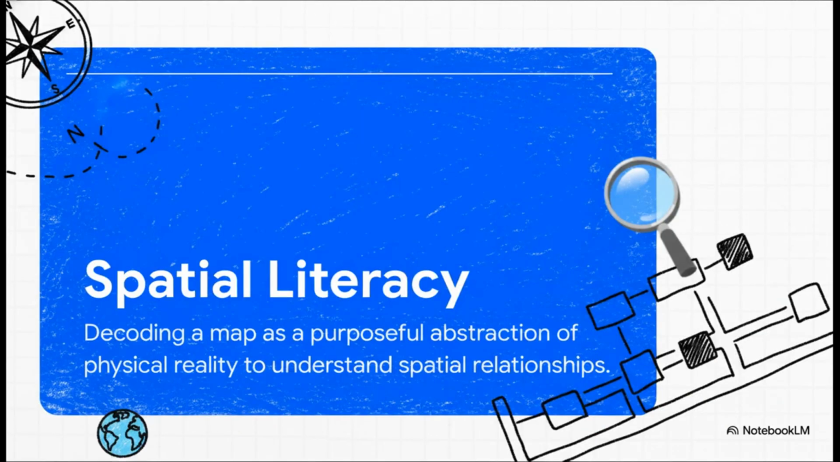So to move beyond that blue dot, we really need what's called spatial literacy. This is the ability to decode a map not just as a literal picture, but as a purposeful abstraction of physical reality. And true spatial literacy? It's an absolutely mandatory competency for professional strategists and planners. It essentially gives you a God's-eye view of environmental constraints, allowing you to take all this complex data and synthesize it into a structured, professional language.